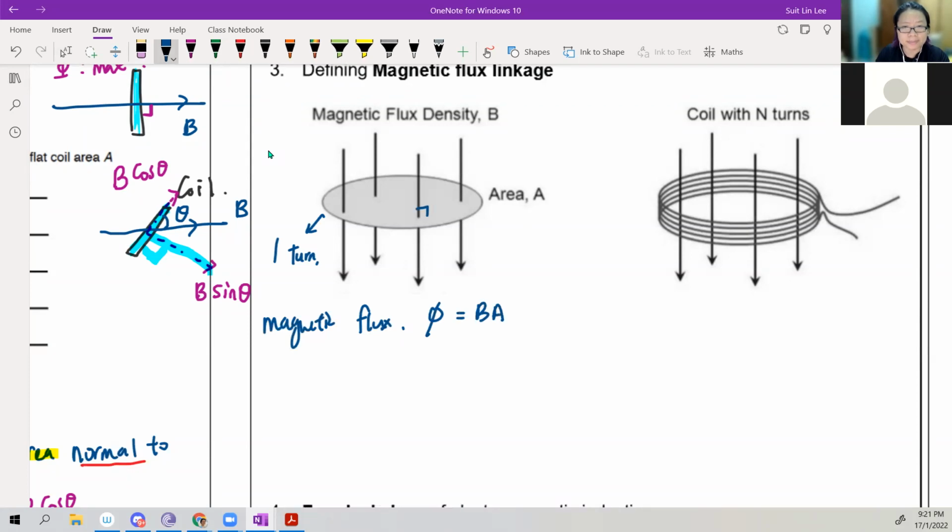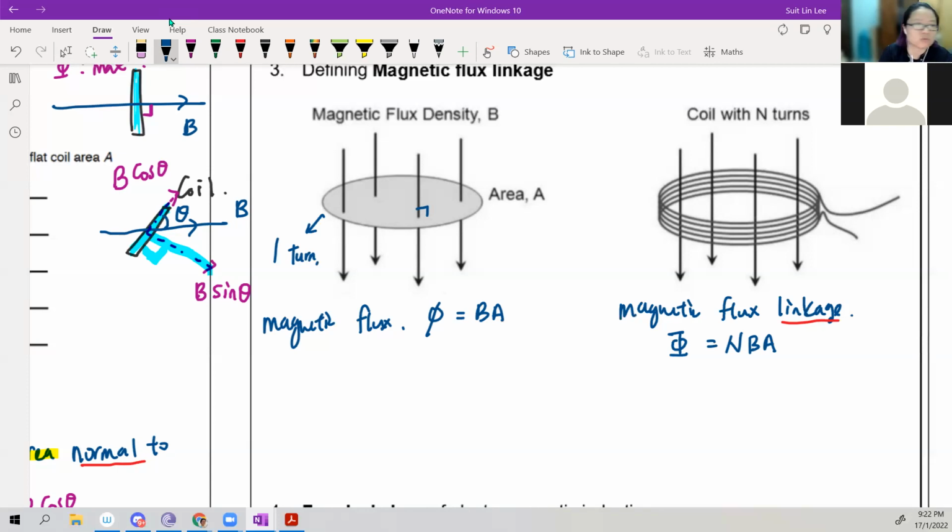This is BA, okay? But if I have many turns, then every single coil, every circle, is linked to the second coil. So let's say this is coil number 1, then this is coil number 2, then coil number 3. 1, 2, 3, 4, 5, they're all linked together. So this is N turns. So that means your magnetic flux linkage is a term. Because we have many coils linked together, it's simply NBA, National Basketball Association, because one round is BA, N rounds, NBA.